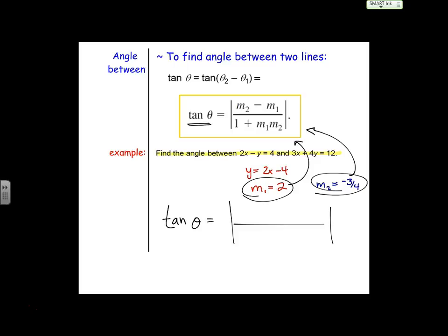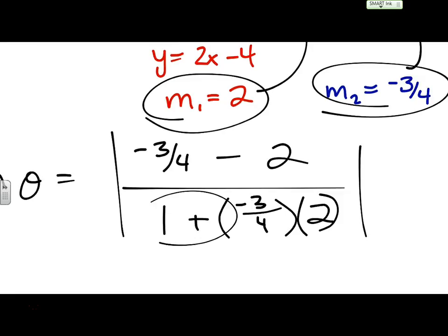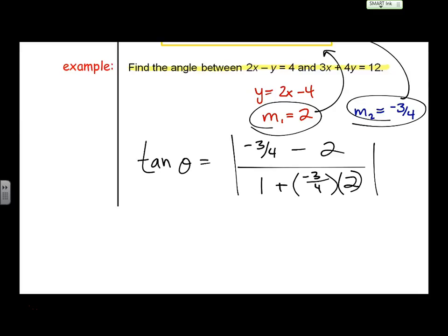So question. M2 was our negative 3/4, right? And then minus M1 would be the number 2. Then we have 1 plus multiplying them together. What do you have to be careful of, my guys that are fraction phobes? The fractions. But we got this. Brandon. Multiply by the reciprocal. But problem, can we do that yet with this little 1 plus a chillin' down here? No. We have to simplify some stuff first.